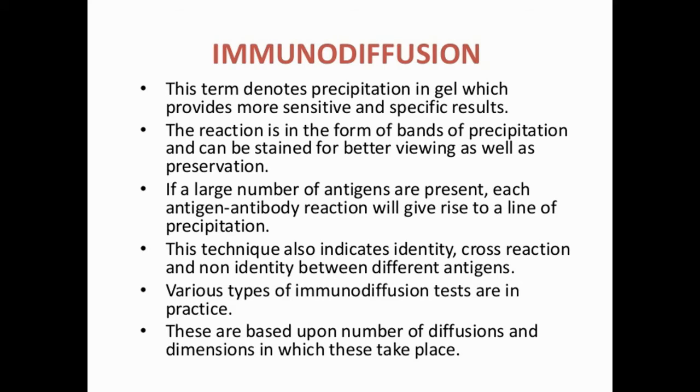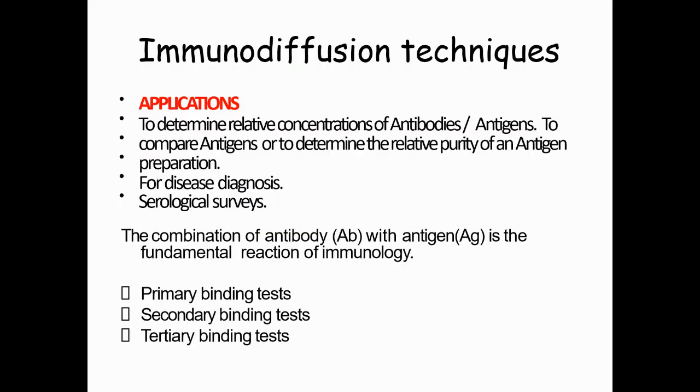This immunodiffusion technique also indicates identity and cross reaction, and it goes for precipitation reactions between antigen and antibody. There are various types of immunodiffusion tests in practice, but we'll be seeing some of the techniques, which include single immunodiffusion and double immunodiffusion, classified into one dimension and two dimension. And then, what is the application behind this immunodiffusion technique?